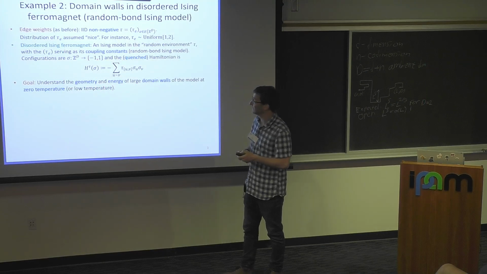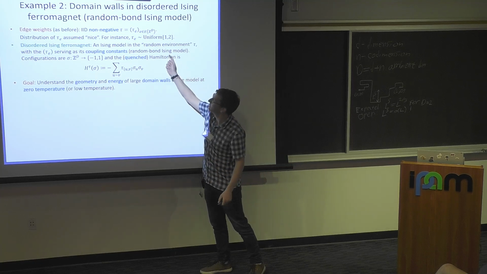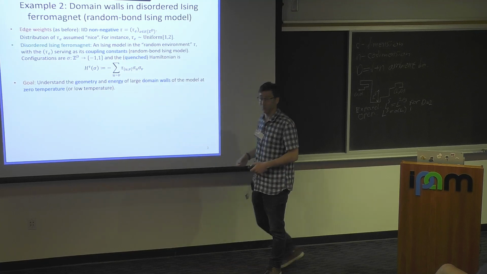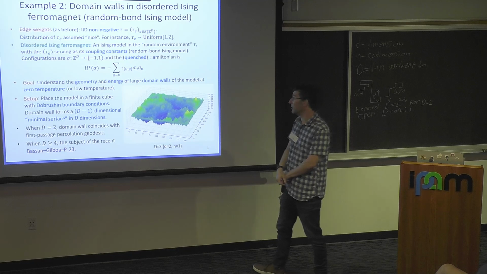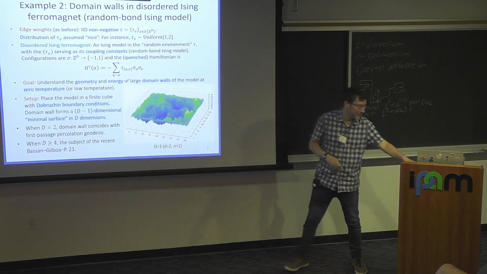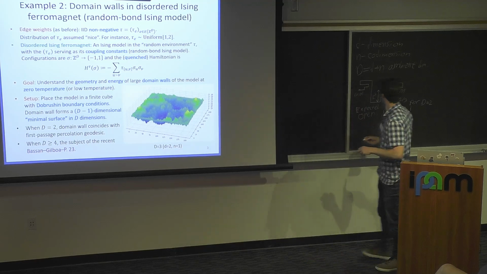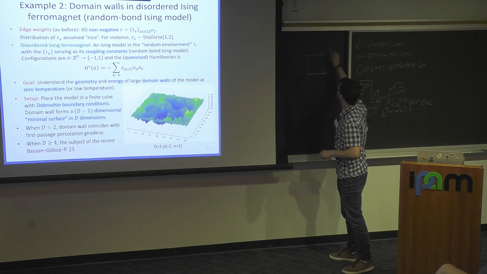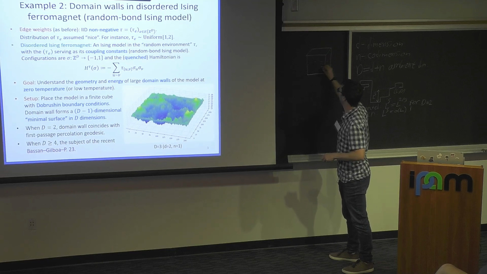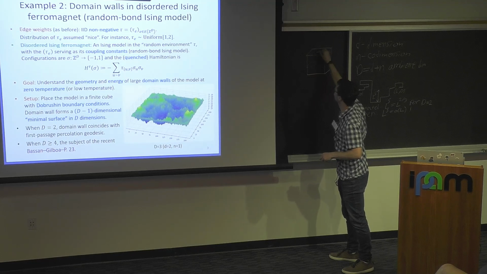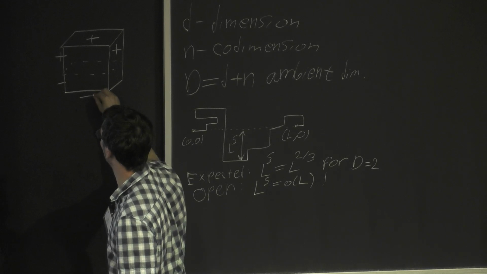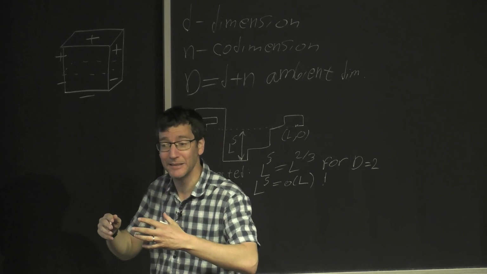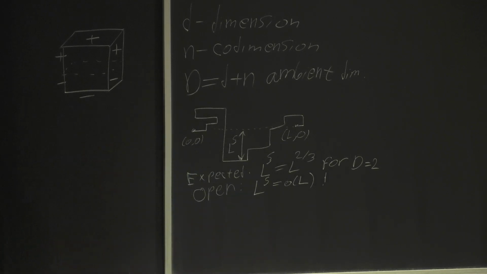And then what do we do with this random bond Ising model, or this ordered Ising ferromagnet? We take these numbers random, as before, uniform on [1,2] IID. And we may do the following. We may place the model in a box with Dobrushin boundary conditions. So maybe I draw this here. I take a box, and I put Dobrushin boundary condition, meaning that on the upper half of the boundary of the box, I fix the spins to be plus, and on the lower half of the boundary of the box, I fix the spins to be minus.